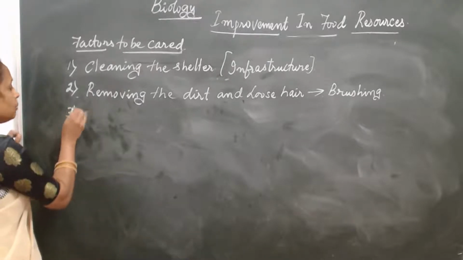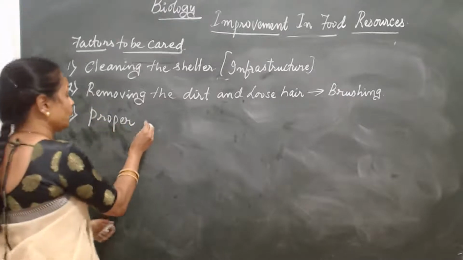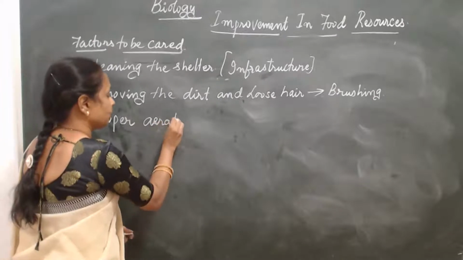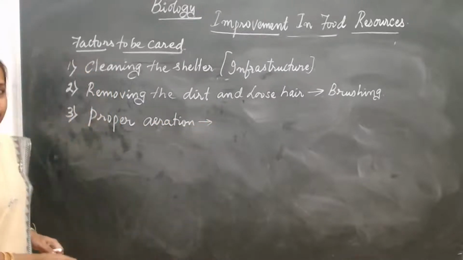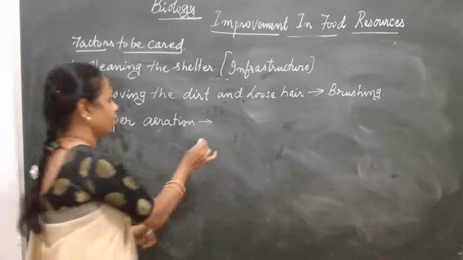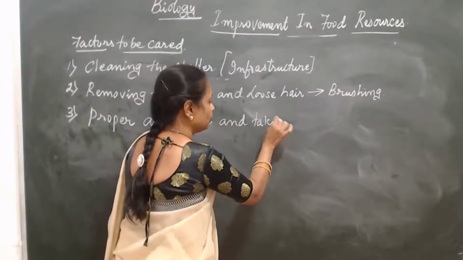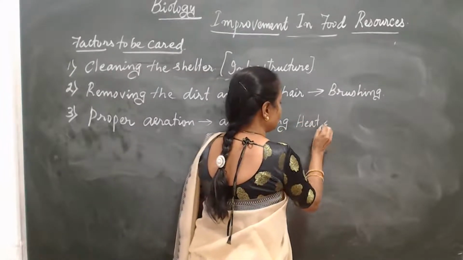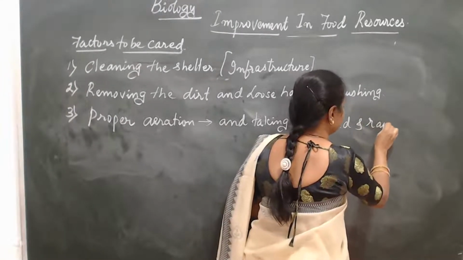Then third is proper ventilation. Proper aeration of the place where the animals are kept, and taking care for heat, cold and rain.